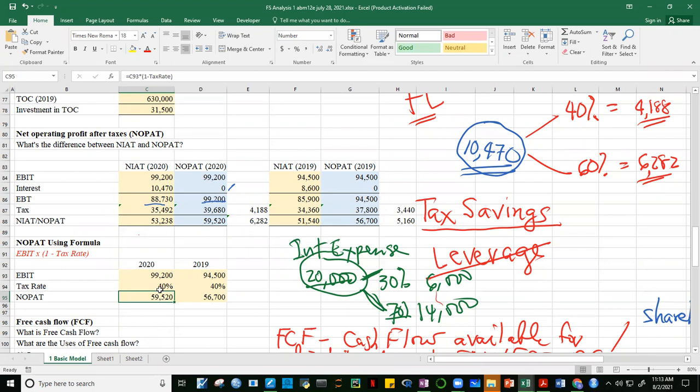So why do we need to compute for the net operating profit after tax? Kailangan natin yan para malaman natin, guys, kung okay ba yung performance ng company. We're not going to use the net income after tax kasi nga nakarga dyan yung interest expense. We're going to use a measure, yung NOPAT, which is quote-unquote fair in assessing the performance of management.